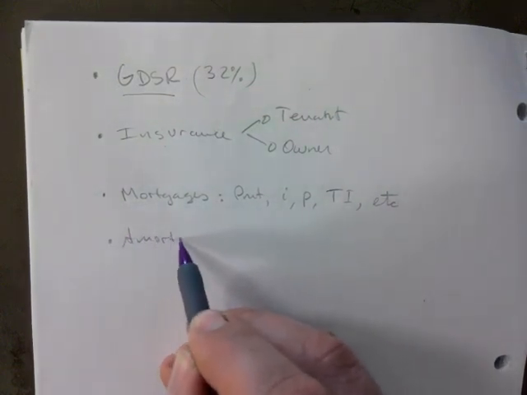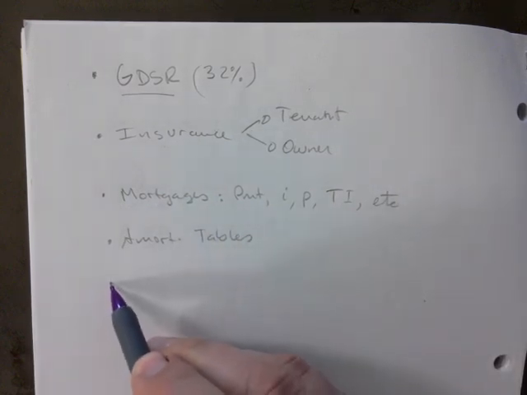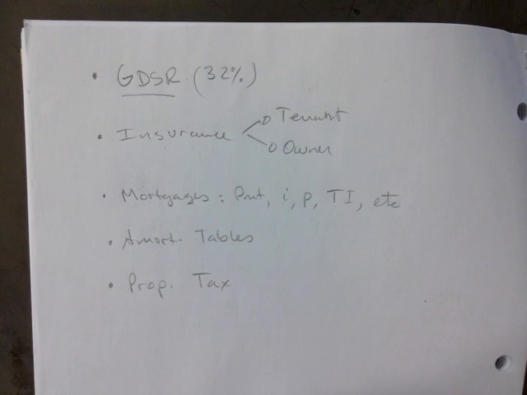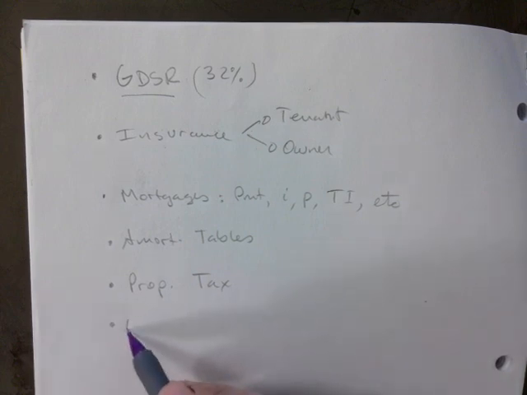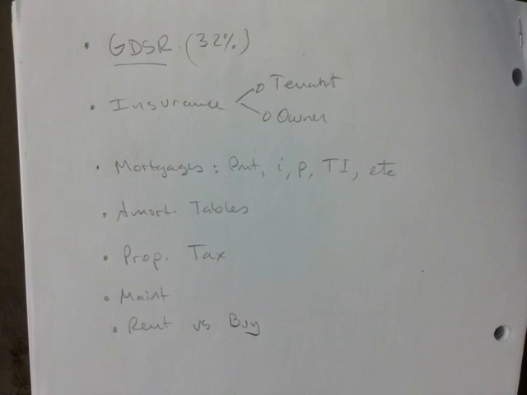Amortization tables. Property taxes. Maintenance. Rent versus buy. You can't see that, can you? Yeah. What are some advantages of renting versus buying? Don't just say cheaper. It's not going to go well for you, right? Why is it cheaper?